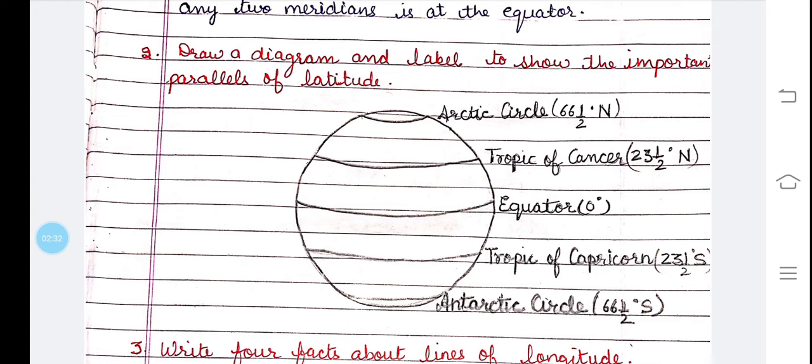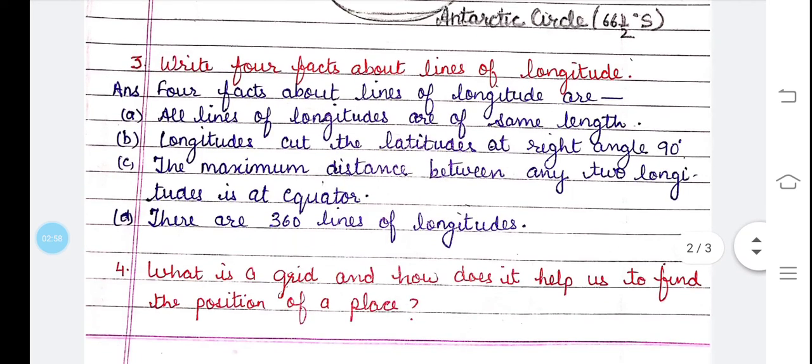So in the northern hemisphere there lies the Arctic Circle, that is 66.5 degree north, and the Tropic of Cancer, 23.5 degree north. Then in the middle of the earth is the equator. Then in the southern hemisphere, the Tropic of Capricorn, 23.5 degree south, and the Antarctic Circle, that is 66.5 degree south.